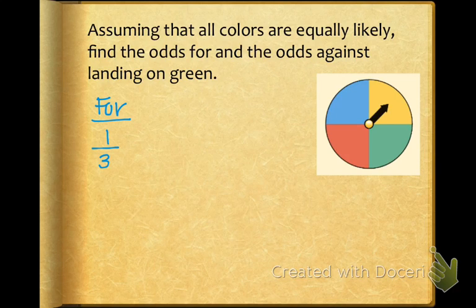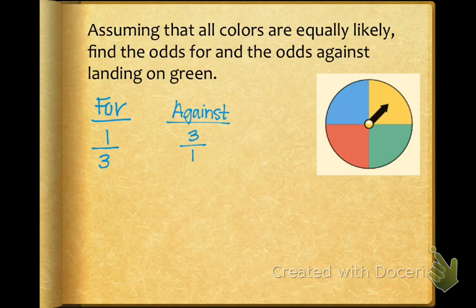Do you see how that's different from probability? The probability of landing on green would be 1 out of 4. It's 1 out of 4 choices. But the odds in favor of landing on green is 1 to 3. There's 1 way to get it versus 3 ways to not get it. If I wanted the odds against, it would be the same information. It would just be flipped. There are 3 ways to not get it versus 1 way to get it.